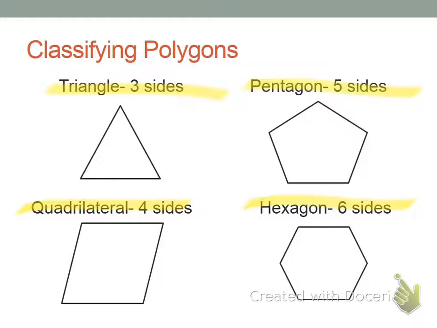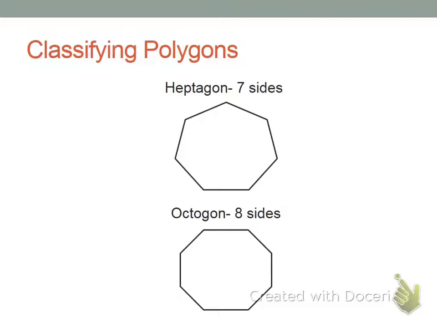All right, so now let's look at the next ones. Heptagon has 7 sides, and an octagon has 8 sides. I want to add in 2 more. A nonagon. Yep, you heard me. A nonagon. I think there might be a dash in there. But a nonagon has 9 sides.